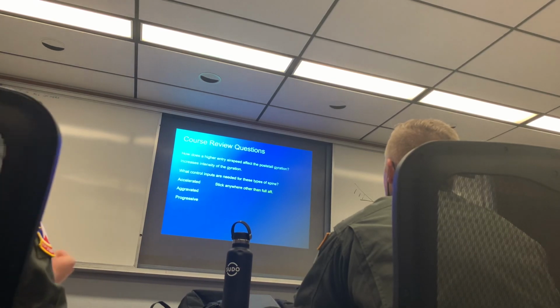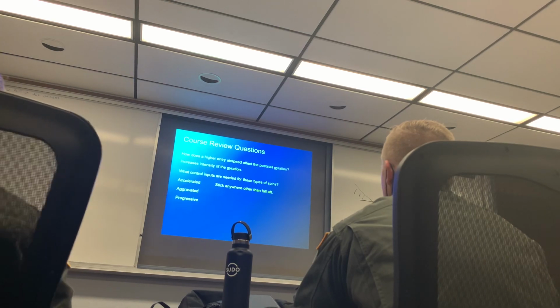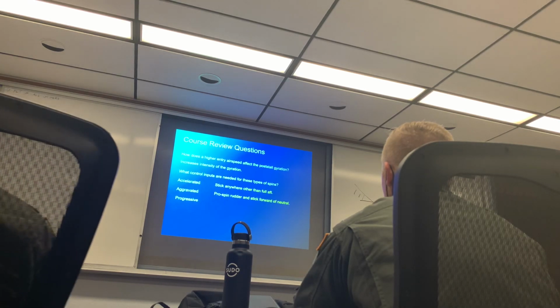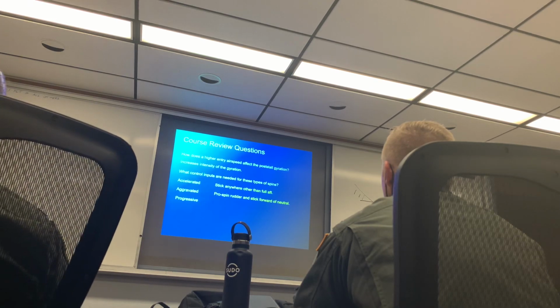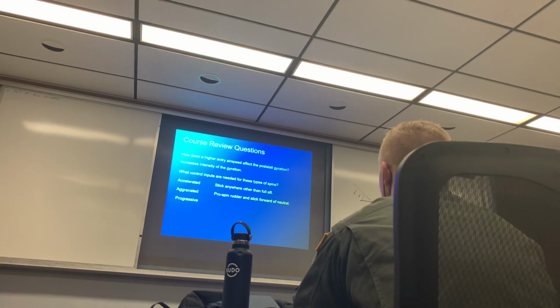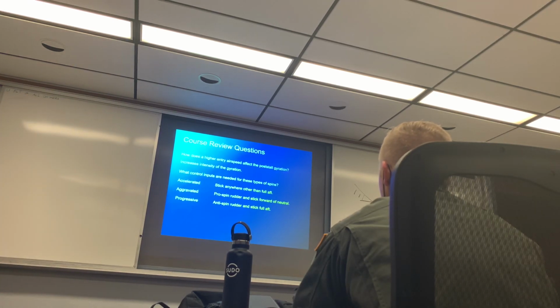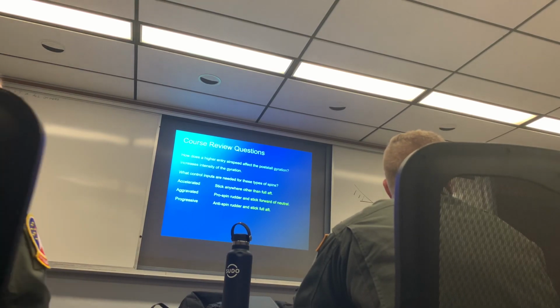Aggravated is still aft, but pro-spin rudder. It's a combination of both forward and pro-spin. And progressive is opposite rudder, full aft. You maintain the aft stick with opposite rudder, and it progresses from rotating one direction to the other direction.